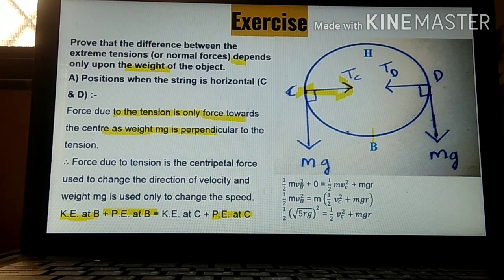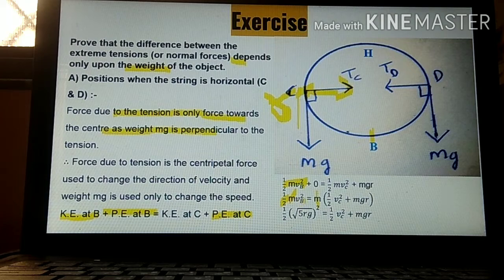Kinetic energy at point B is given by the formula half m vb square, and potential energy at this point is equal to 0 because it is at a 0 distance from the surface of the earth. So half m vb square plus 0 is equal to half m vc square plus mgr, because from here to here the distance is r, the radius. It has covered a distance of r, so it is mgr. We can take m common from here as well. So m and m will get cancelled. This half half will be remaining as it is.